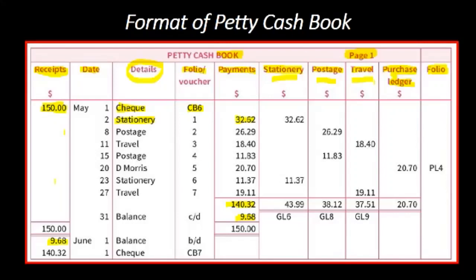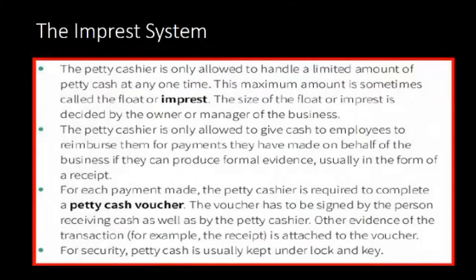Okay, now this amount here that we start off with is called the float, and the petty cash book follows what is called the imprest system. We will talk a bit about the imprest system before we begin to enter any transactions in the cash book.